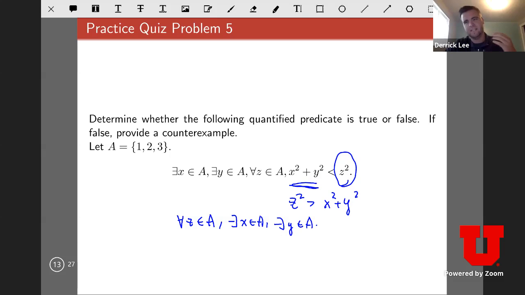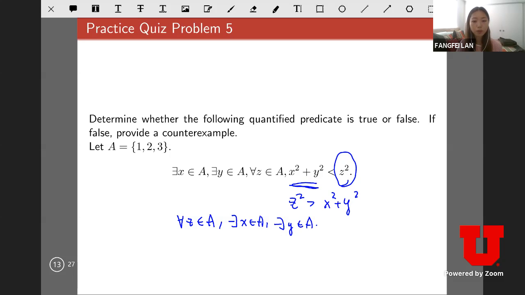Yeah, so I guess that's kind of what I assumed, but he selected z first and then the other two variables. Yeah, but that doesn't mean that he's changing the order of the sentence. He didn't change the order of the statement. The statement is still the same statement. There exists x, y for all z. So because we're saying for all z, right? For all z, x squared plus y squared is less than z squared. So it doesn't matter which z you choose.